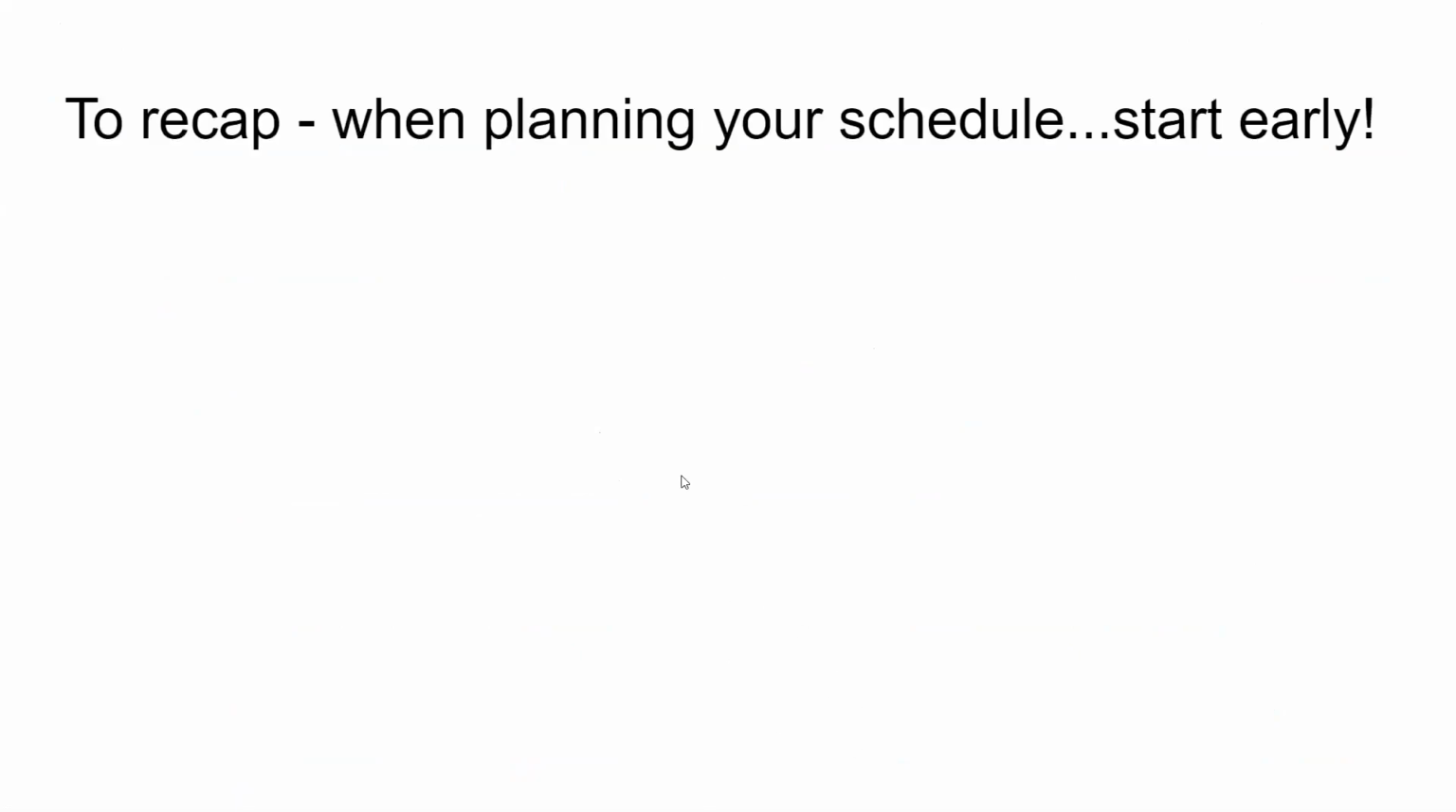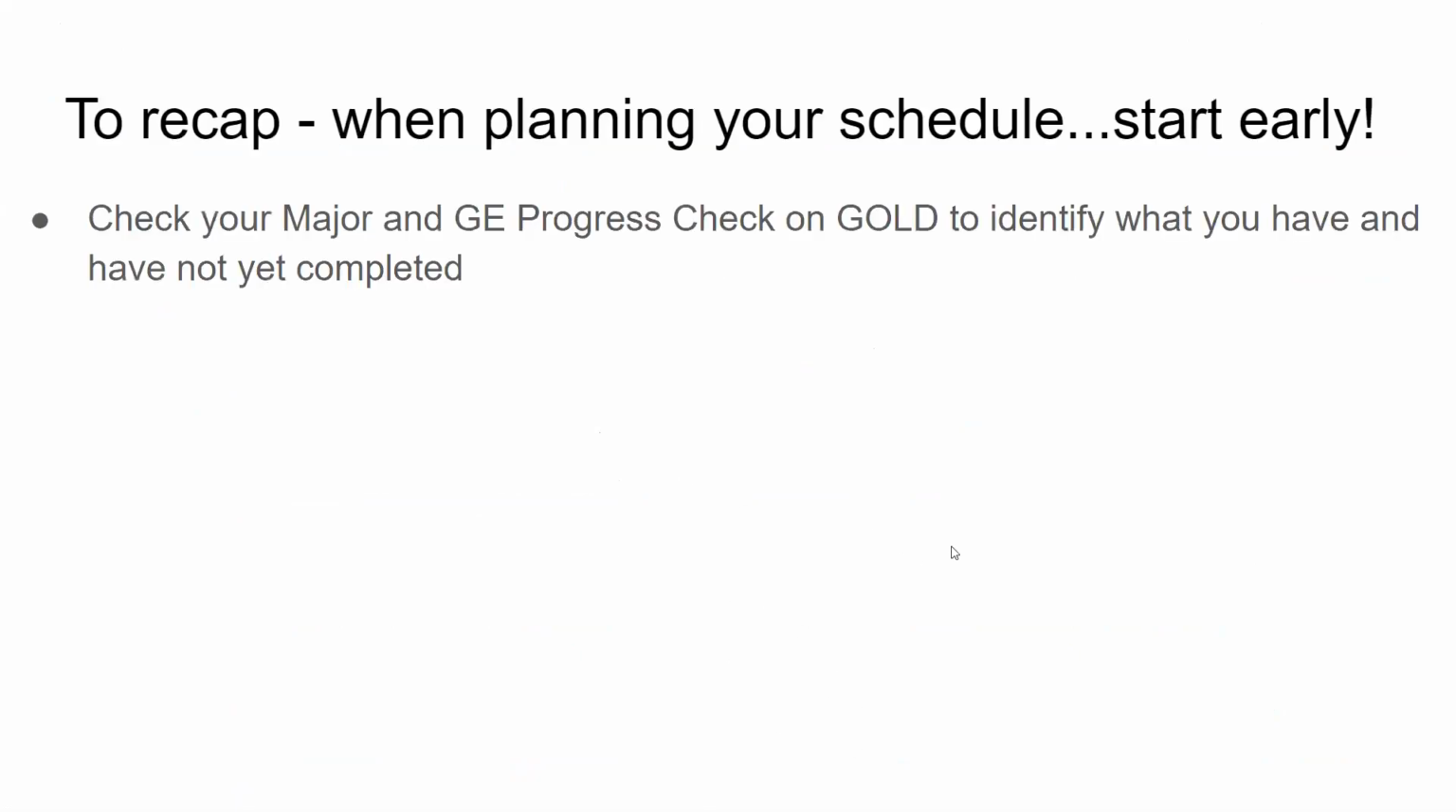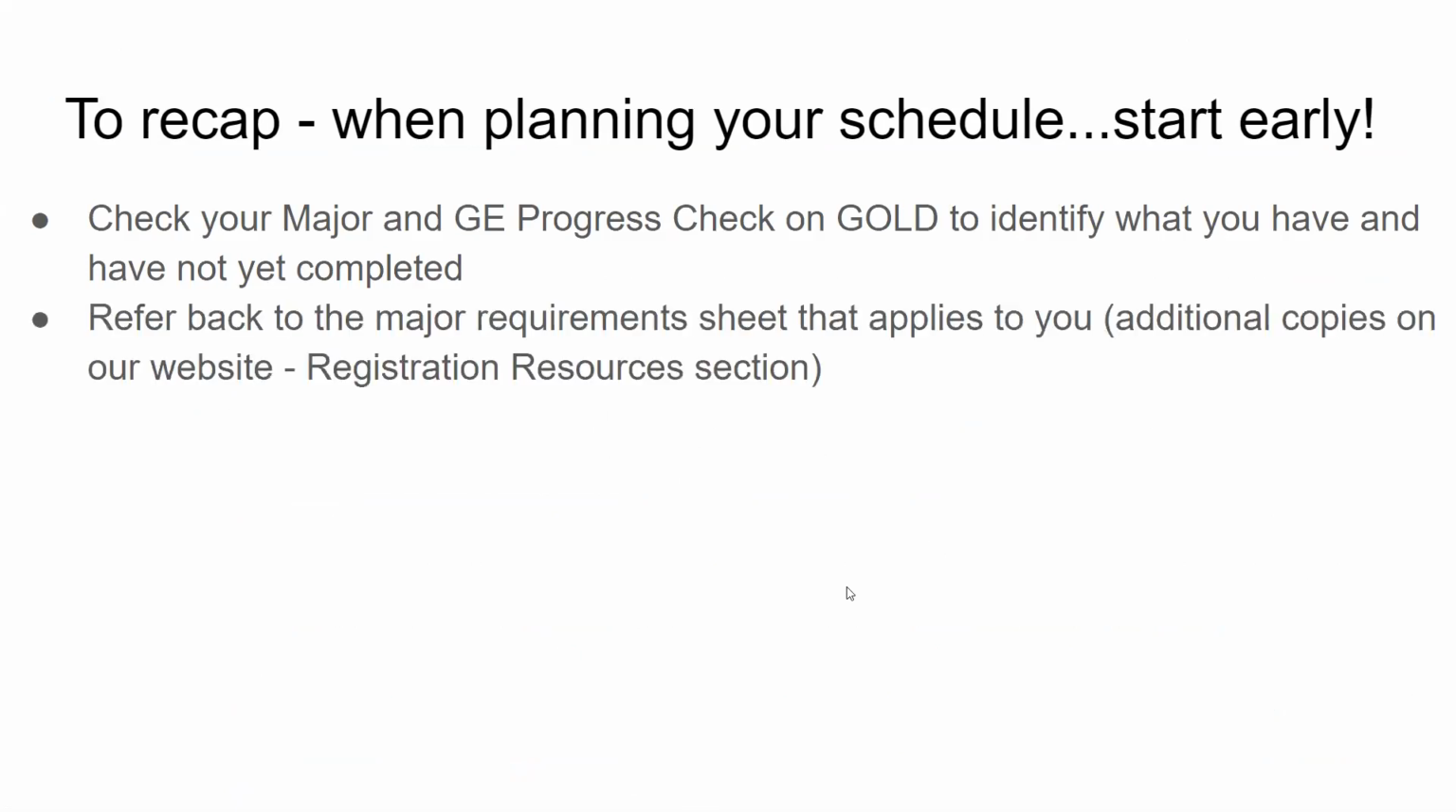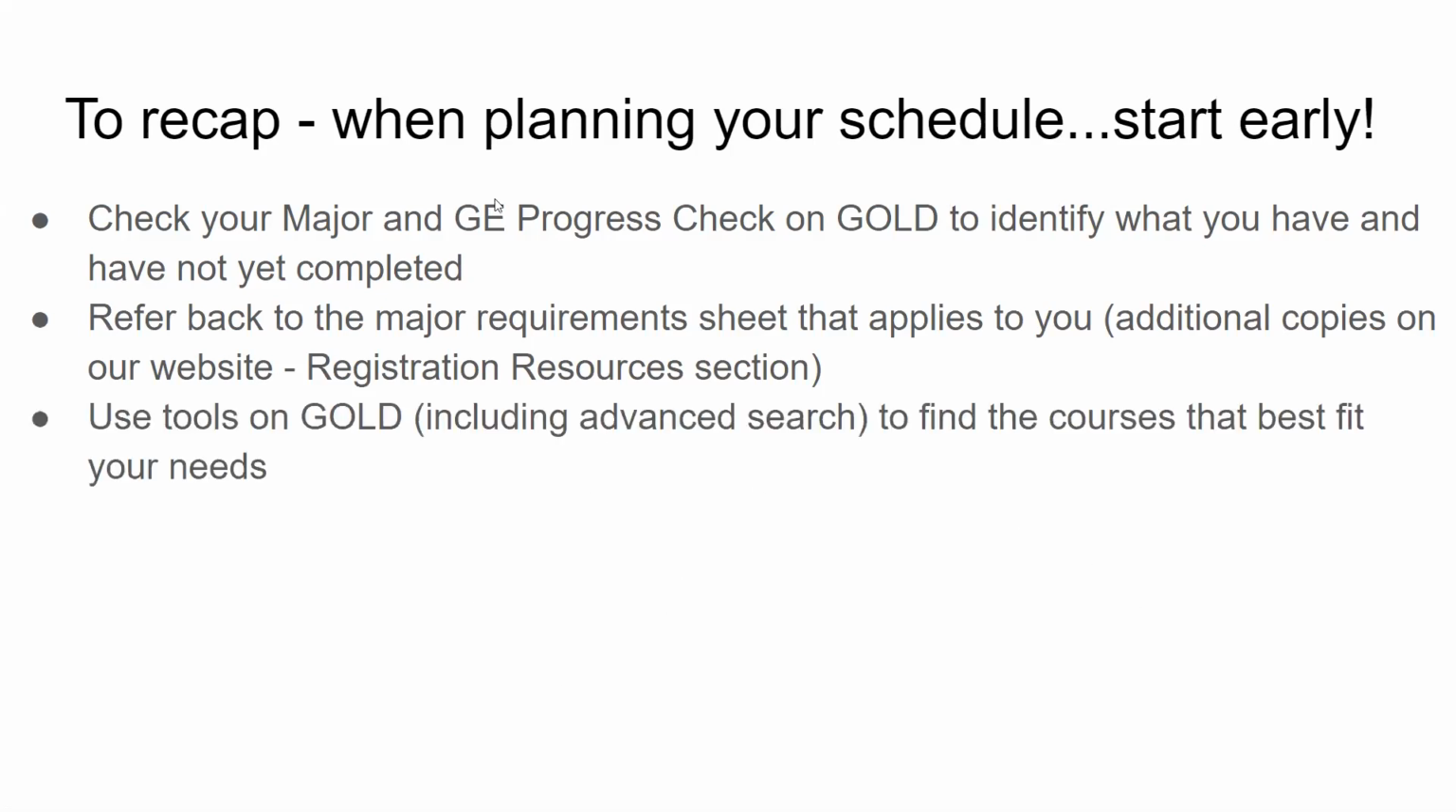So to recap, when you're planning your schedule, start early. That gives you enough time to do the research of checking your major and GE progress check to identify what you have and have not yet completed. Look back at your major requirement sheet that applies to you. Additional copies are available on our website, registration resources section. Use your tools on Gold to help you pinpoint what classes best fit.